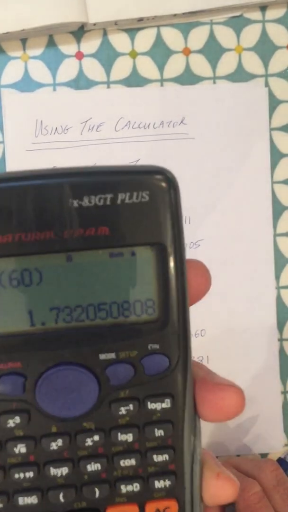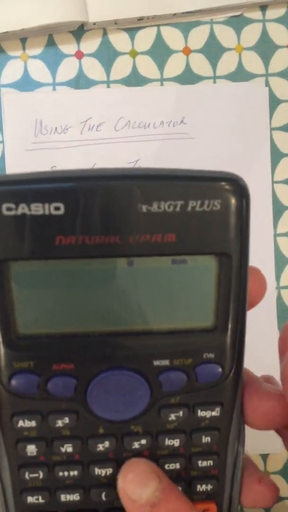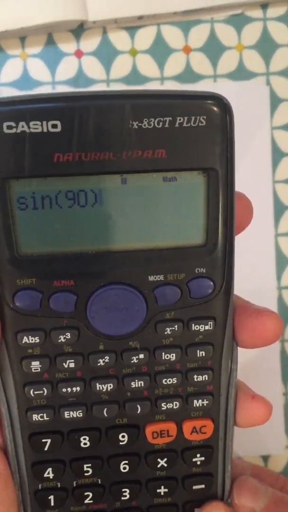1.7321, correct to 4 decimal places. Sine 90, so I go sine 90, close bracket, equals 1.